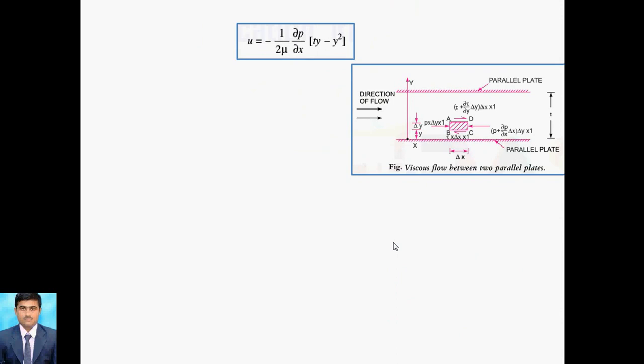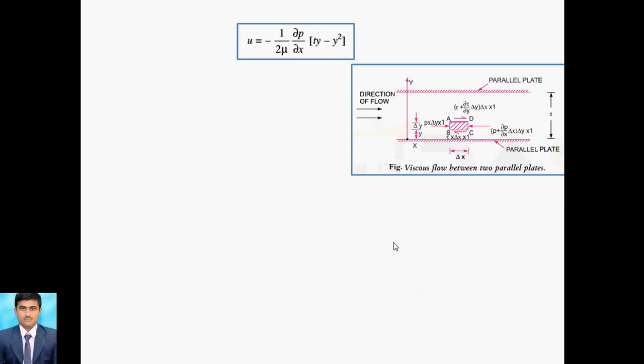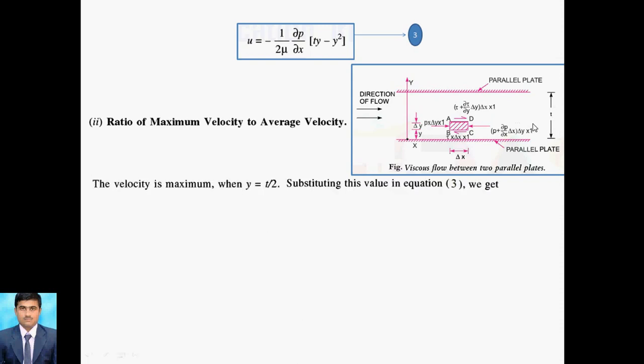Now we take the equation number 3 as it is. This is the general form of the equation: u is equal to minus 1/(2μ) ∂p/∂x (ty minus y²). Now we put the value of t. At the center point, suppose the separation distance is t. The maximum velocity is at the center, so that distance is t by 2. So if you take y equal to t by 2, what will happen?